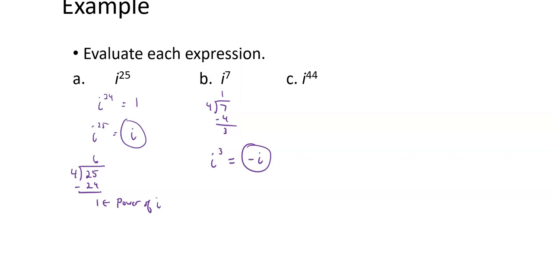All right, look at the next one. I've got an i to the 44th. Well, what happens if I take 44 and divide it by 4? I got 11 with no remainder. So that must mean i to the 44th is the same thing as i to the 4th, which is 1. So i to the 44th is entirely real. It's just equal to 1.